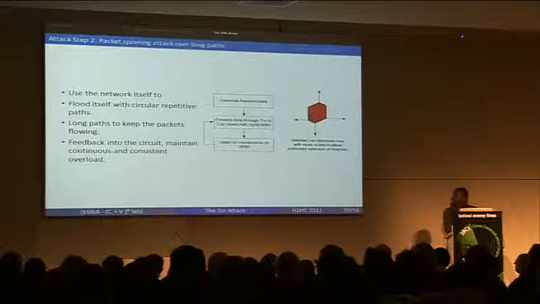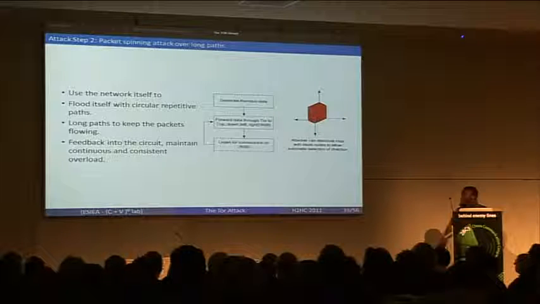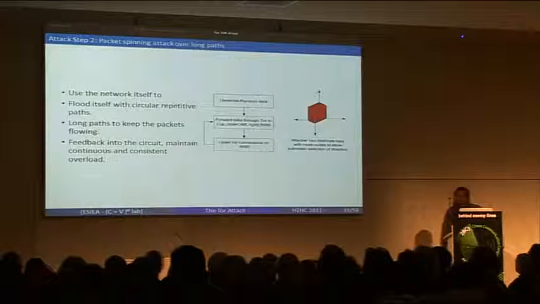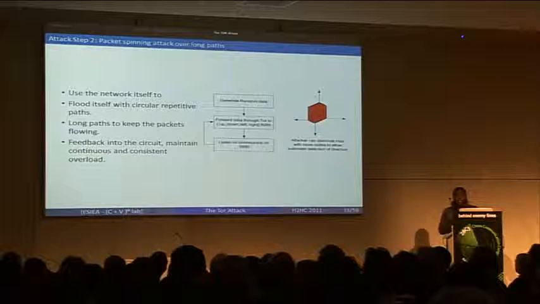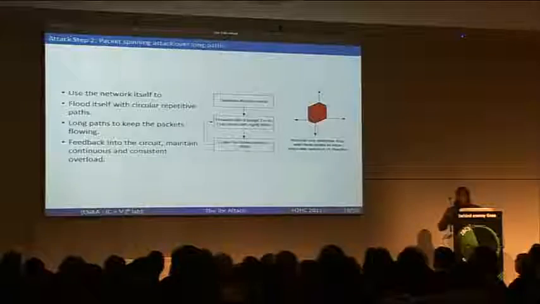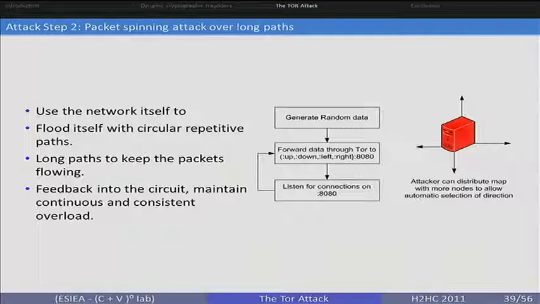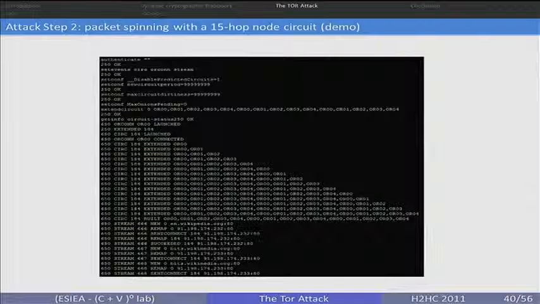This can also be set up in a different way, such that the attacker distributes the map to different nodes, and has a map of nodes he wants to block at a specific time. Then he sends packets and just keeps the packets in play, keeps building circuits, and it just keeps going on and on.